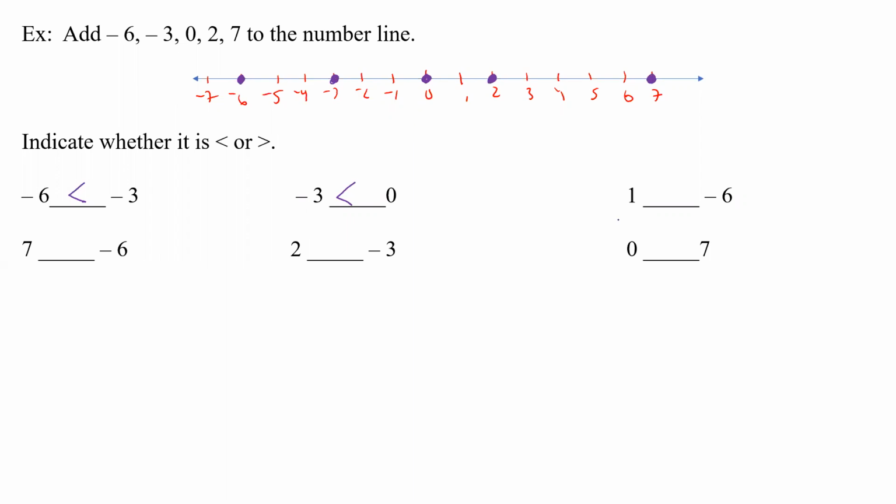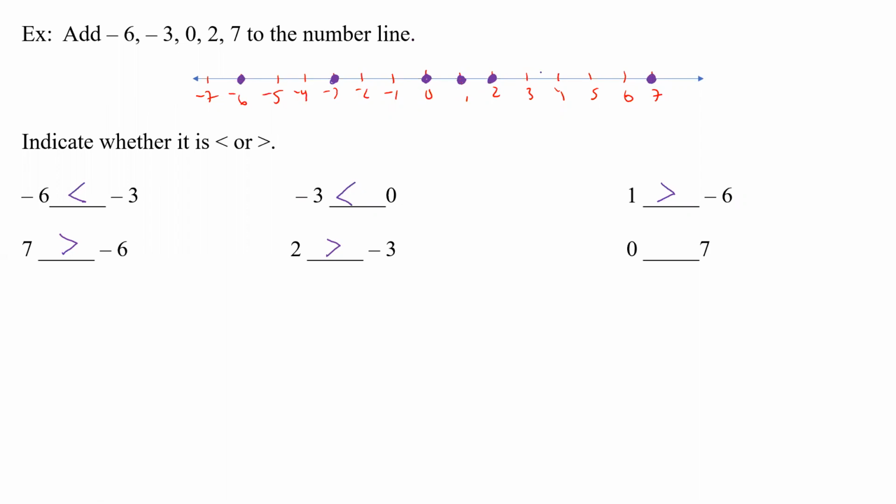All right. What about 1 and negative 6? We didn't actually plot 1, but that's pretty easy to find. So let's put a 1 there. Now where is 1 compared to negative 6? Well, 1 is greater than negative 6. What about 7, which is over here, and negative 6, which is all the way over here? This one's to the right, so 7 is greater than negative 6. How about 2 and negative 3? Well, 2 is to the right, so it's greater than negative 3.